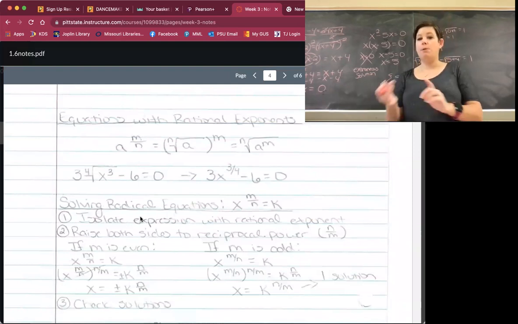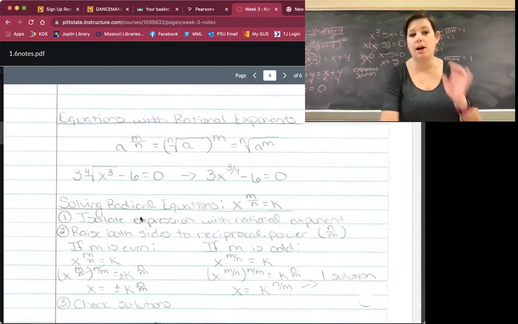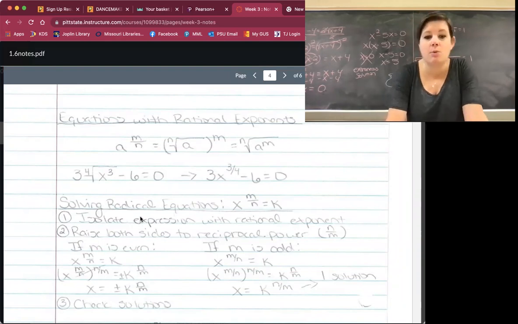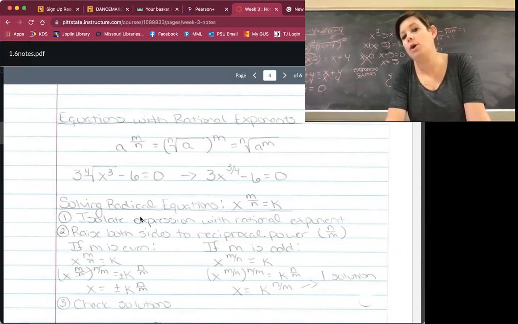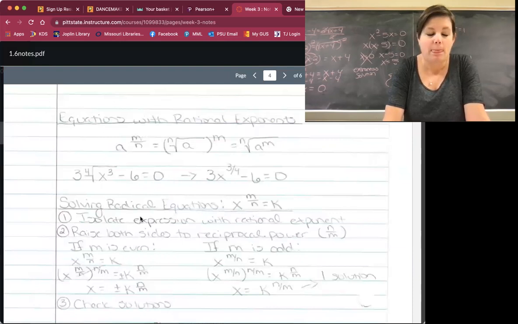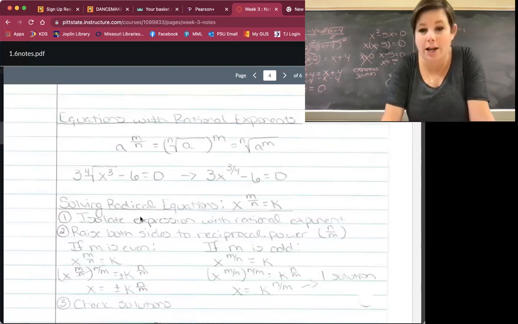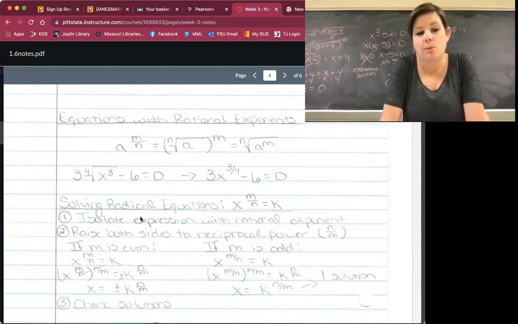Okay, so we've done polynomials, we've done radicals, and now we're going to do rationals, equations with rational exponents, which actually ties in a lot with radicals, because you can rewrite radicals as rational exponents. If you see the word rational at any point in math, you need to think rational means fractions. So what this means is we have equations that have exponents that are fractions.